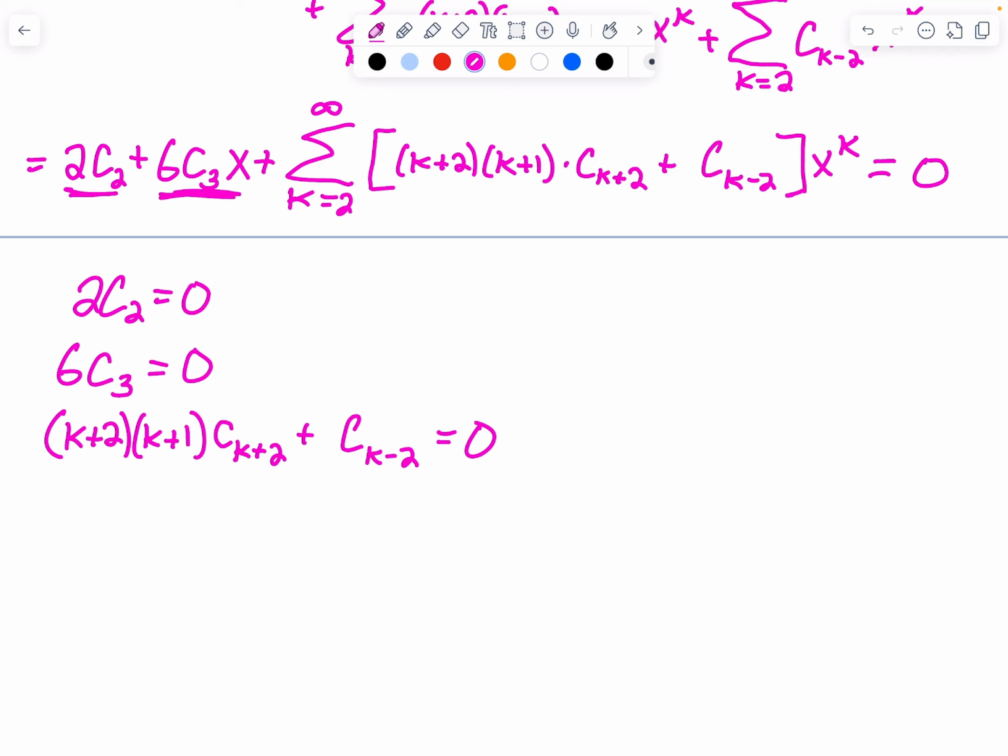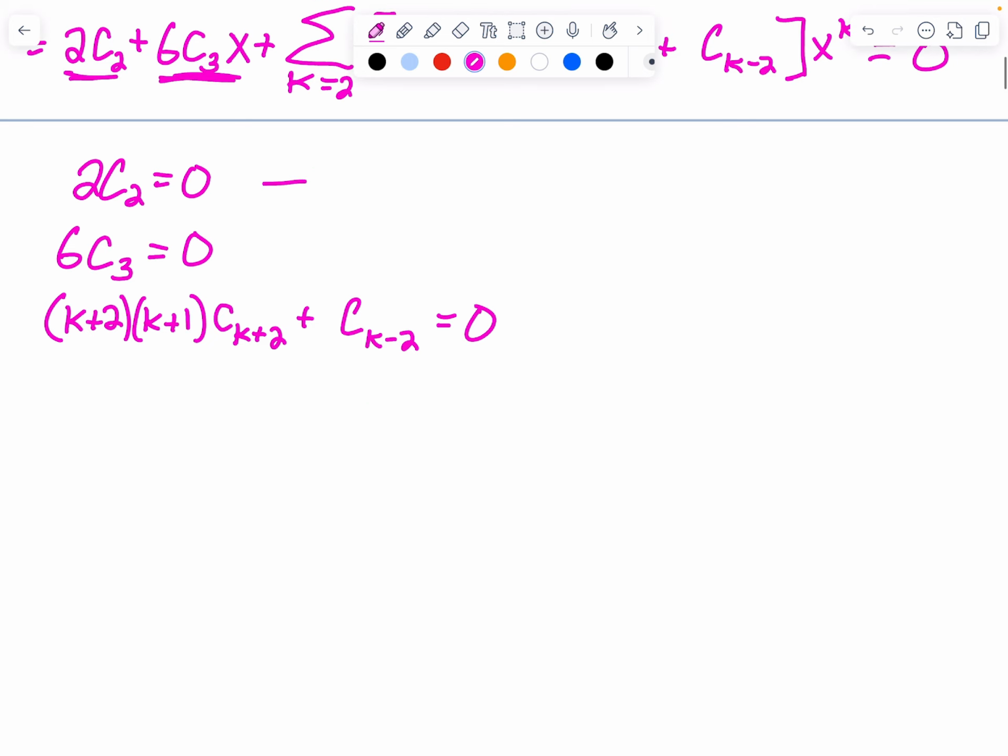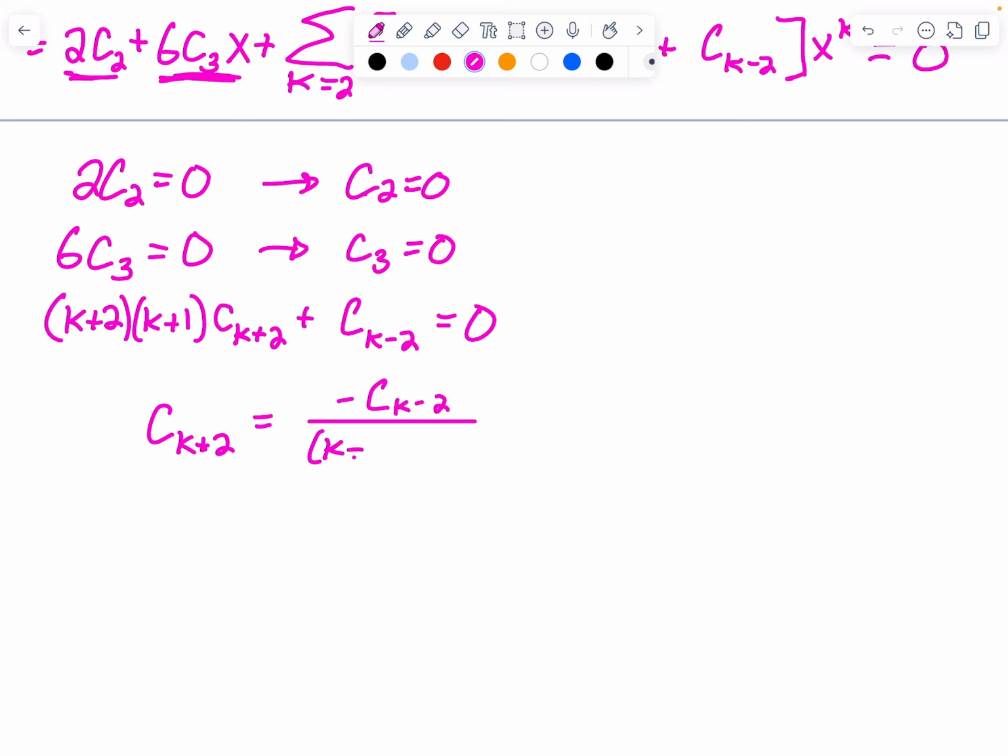Okay, so this tells us a couple things that are going to help us out. C2 is going to be 0, and C3 is equal to 0. And then the last expression, what you want to do is you're going to always solve for the C with the higher subscript. So I have a k plus 2 and a k minus 2. I'm going to solve for c k plus 2, right? If I do that, you can see that I would subtract negative c k minus 2, and then I would divide by k plus 2 times k plus 1.